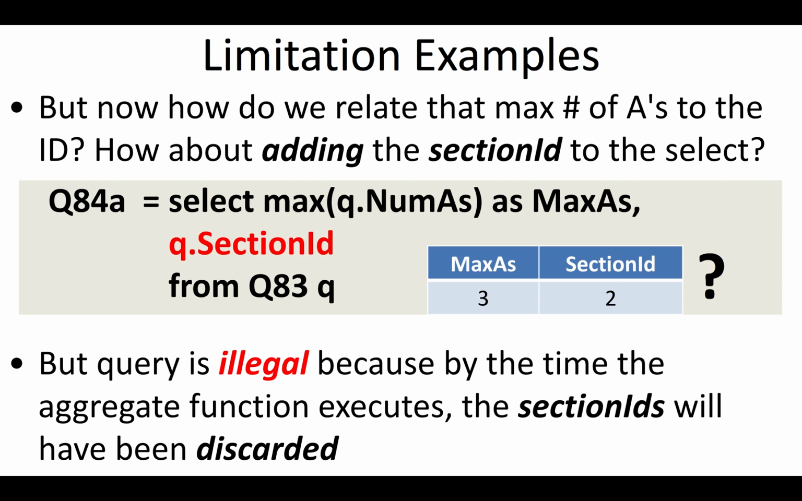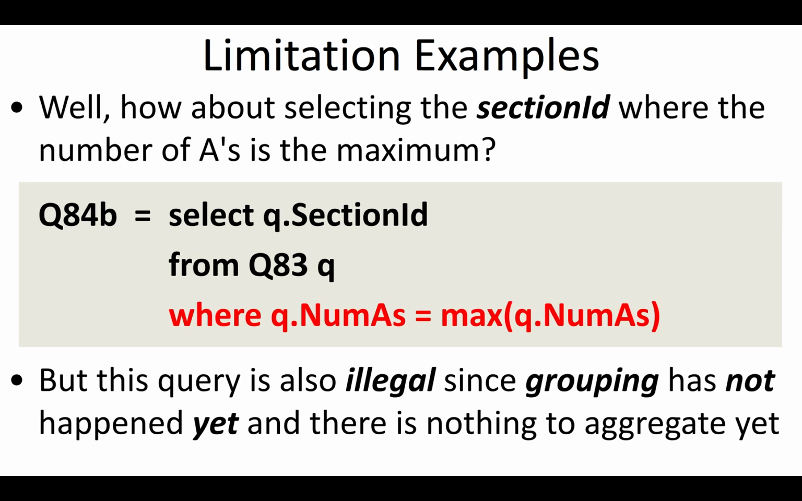So this is one of the things that we cannot do, right? It would be ideal. I could just say q.section ID. It's illegal because by the time the aggregates execute, by the time I calculate all my aggregates, I don't have the section ID anymore. It's gone, right? They're all discarded. I can only aggregate them.